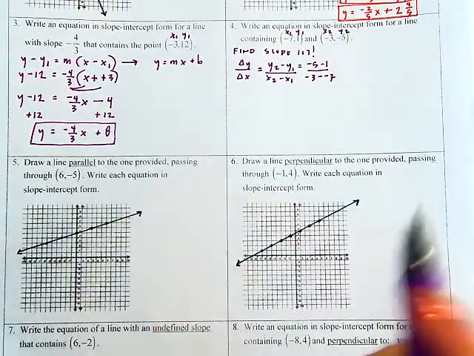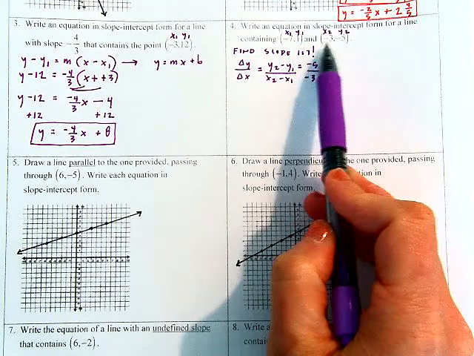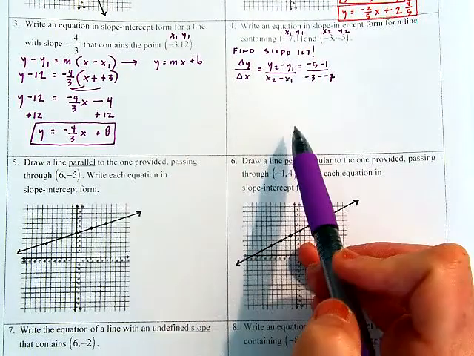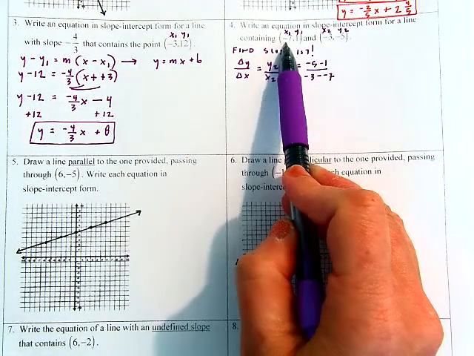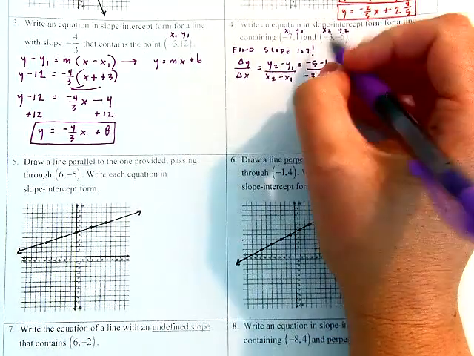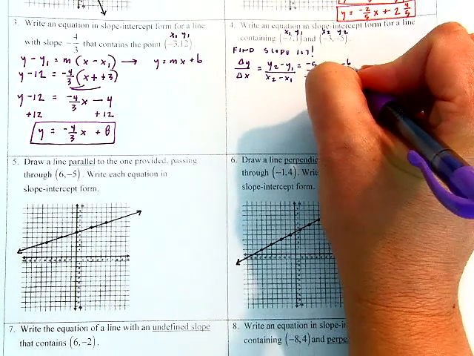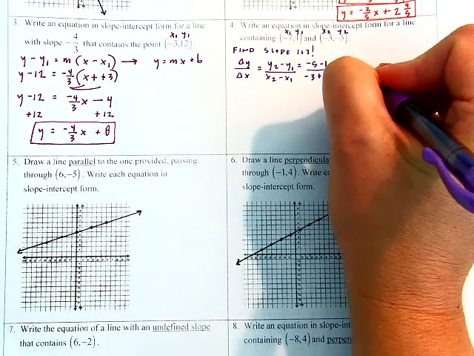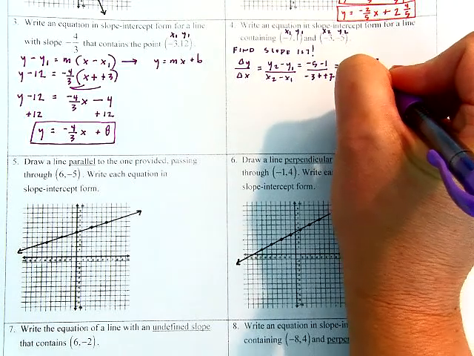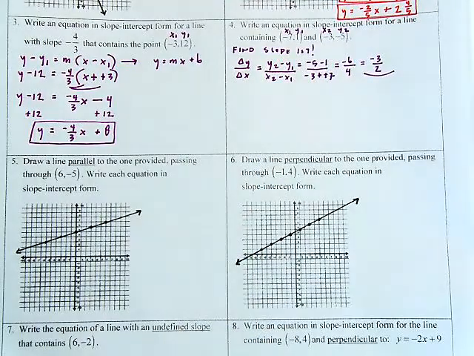Okay, so again, change in y, negative 5 minus 1. Change in x, negative 3 minus a negative 7. And when I subtract a negative, it goes to a positive. So I have negative 6 over 4, which is negative 3 over 2. So I have my slope. I just had to find it first.